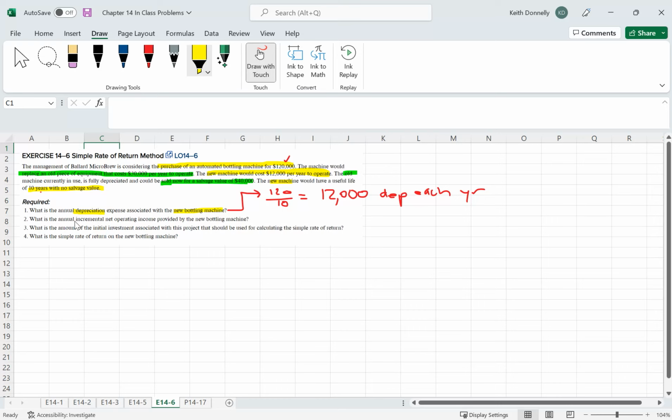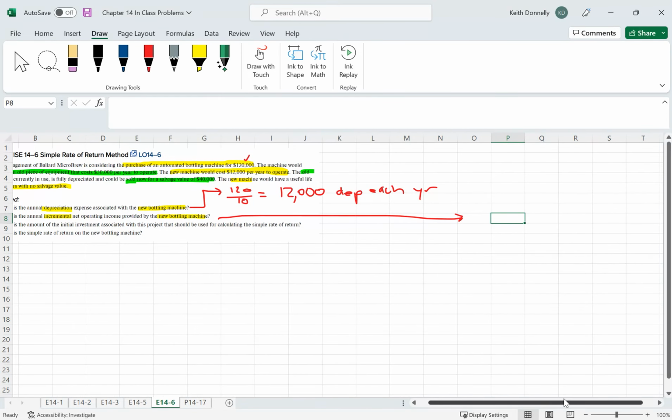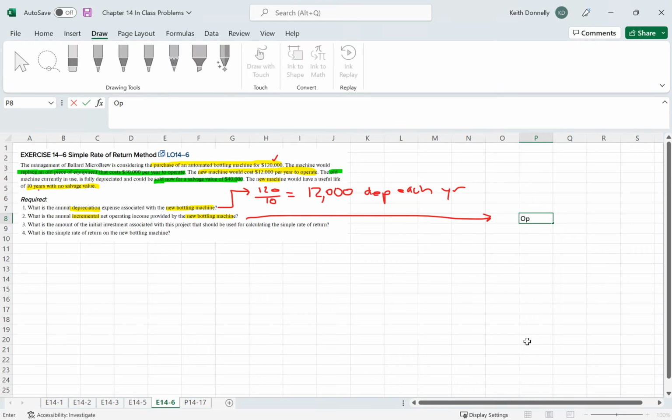Next one, for 2, they're asking, what is the annual incremental net operating income provided by the new bottling machine? Maybe it's easier to type this out here. Let me zoom out a little bit. So basically the operating cost each year of the old machine, the old guy, the green one, is $30,000 per year. Now we're going to subtract from that the operating cost of the new machine. The new machine costs us $12,000 a year, but remember, we also get depreciation each year on the new machine of $12,000.